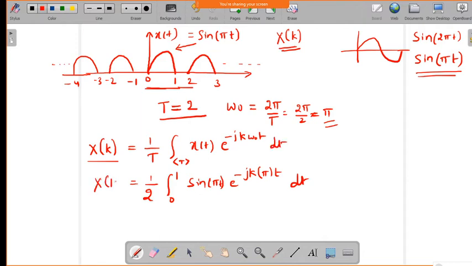What is x of k? Write this sine pi t in terms of exponential signals, which is given by e power j pi t minus e power minus j pi t divided by 2j. Now put this value here and try to find out the integral.